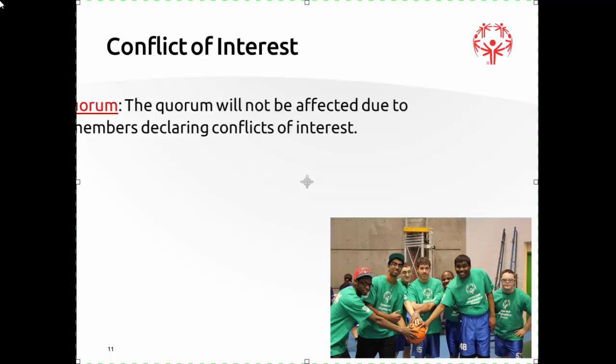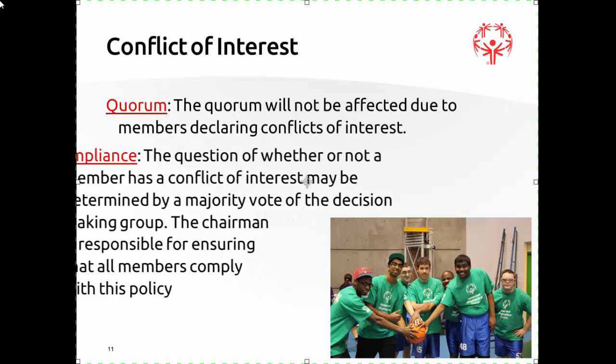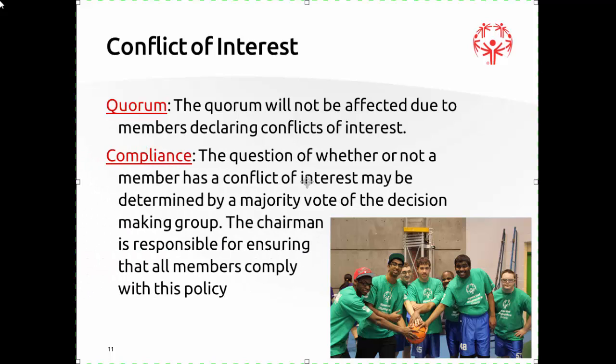Quorum. The quorum will not be affected due to members declaring conflicts of interest. Compliance. The question of whether or not a member has a conflict of interest may be determined by a majority vote of the decision-making group. The chairman is responsible for ensuring that all members comply with this policy.